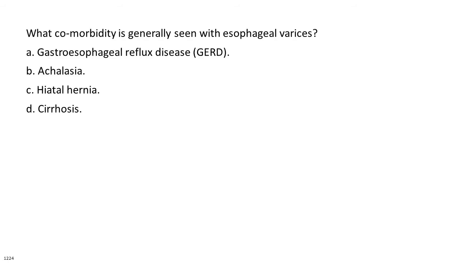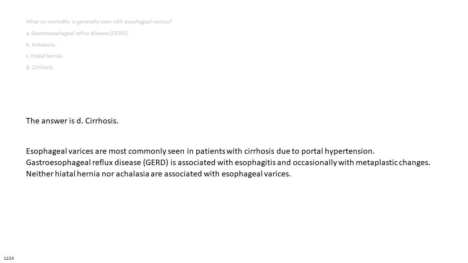What comorbidity is generally seen with esophageal varices? A. Gastroesophageal reflux disease, GERD. B. Achalasia. C. Hiatal hernia. D. Cirrhosis. The answer is D. Cirrhosis.